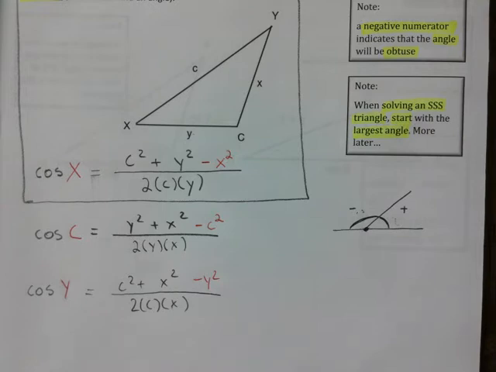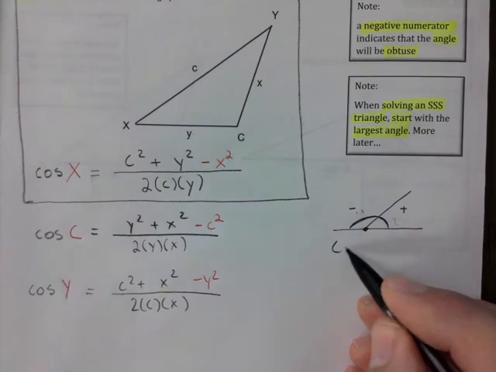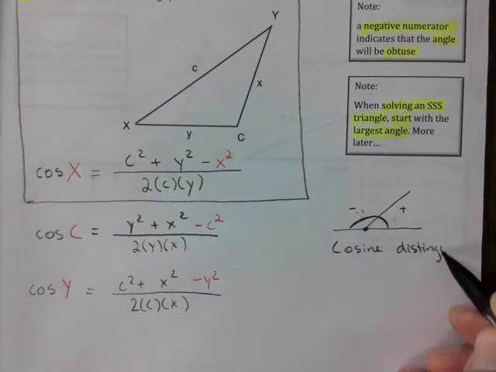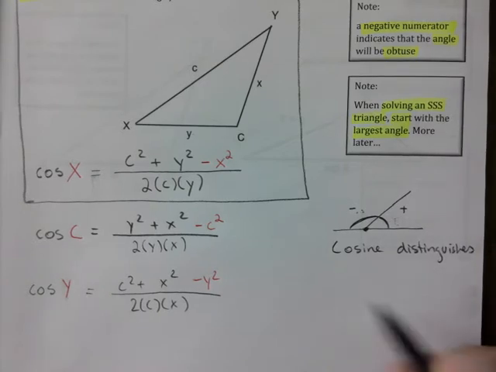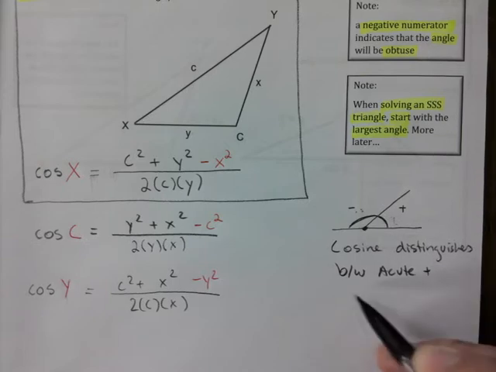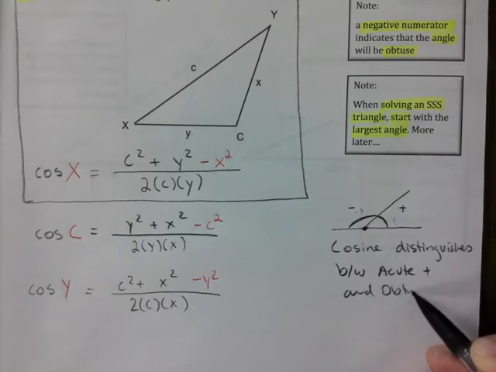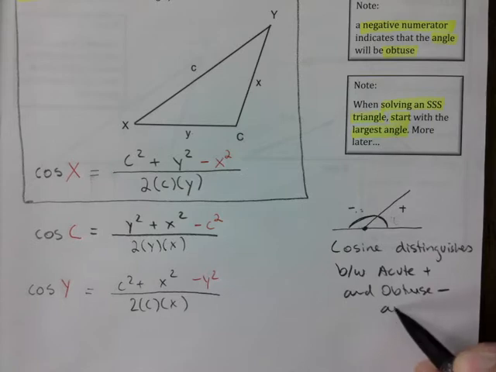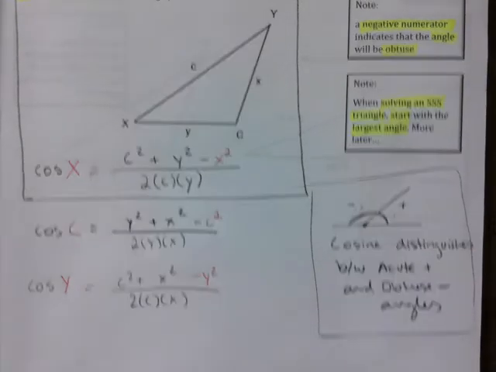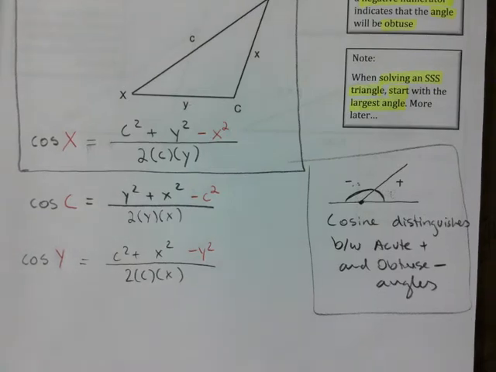Only cosine can distinguish, right? Cosine distinguishes between acute and obtuse angles. Okay, that's a big bullet added here. Anyways, let's go and actually use this.